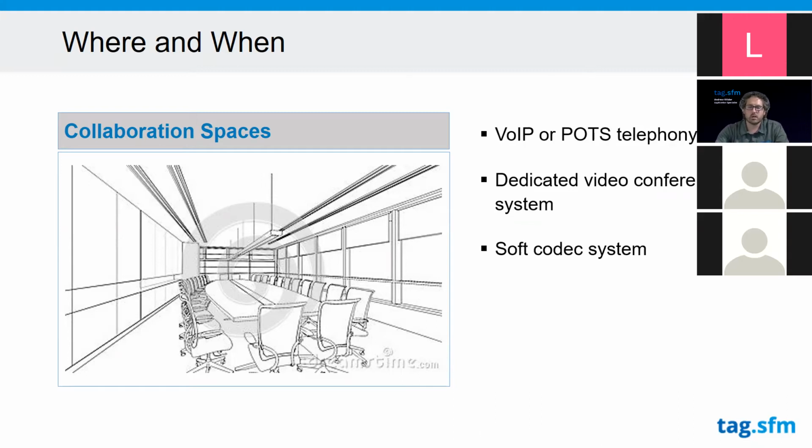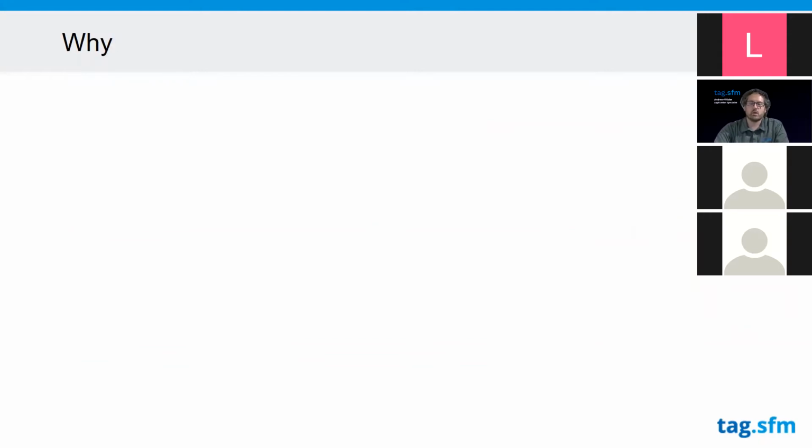And one of the more common ways that we're seeing them now is through soft codecs. Soft codecs are things such as BlueJeans, Zoom, like we're using right now, Teams, and many, many more. So those are really the three major areas that you're going to see a lot of AEC when you need it. So why do we need AEC?